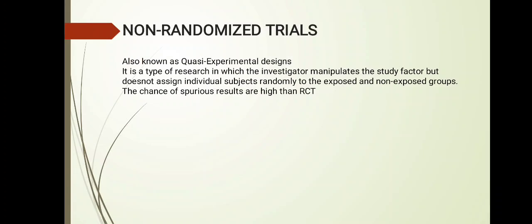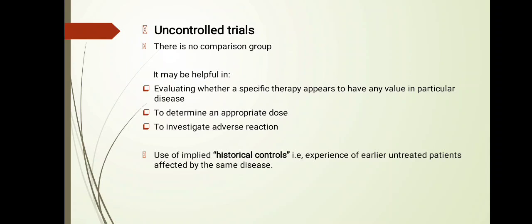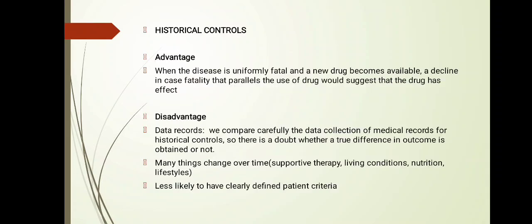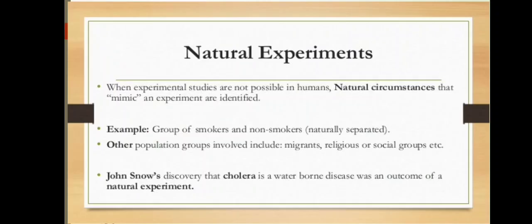Non-randomization, also known as quasi-experimental designs. Non-randomized designs include uncontrolled trials, natural experiments, and before-and-after comparison studies with control and without control. Uncontrolled trials means there is no comparison group. They are used for evaluating whether a specific therapy appears to have any value in a particular disease, to determine an appropriate dose, and to investigate adverse reactions. This includes historical controls. Advantage: useful when the disease is uniformly fatal and no drug becomes available.